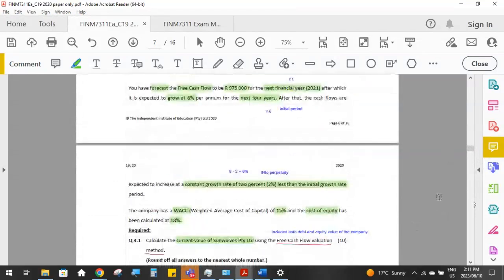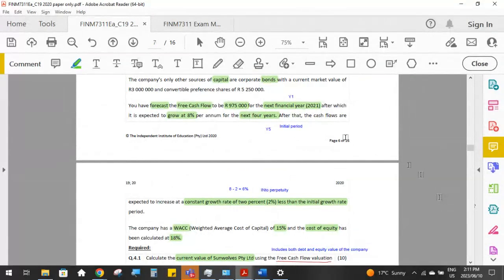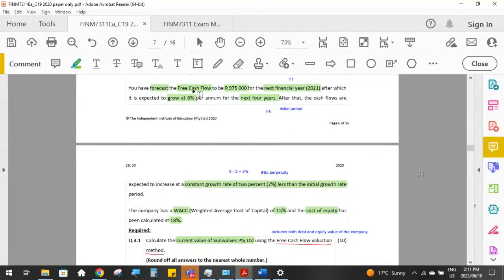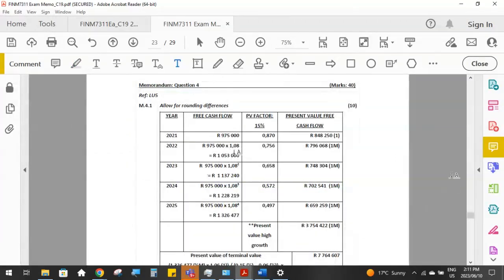So here's the information that they've given us. We don't need that first bit at the moment. We only need to know that it's 975 for the next year, then it's going to grow at 8% for another 4 years, and then after that it will grow at 6% into infinity, and that the WACC is 15%. That's the information that we're going to use.